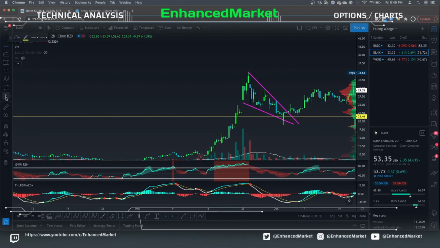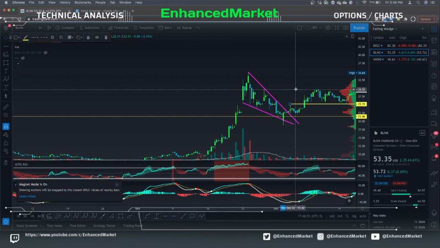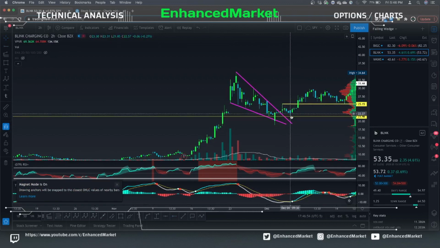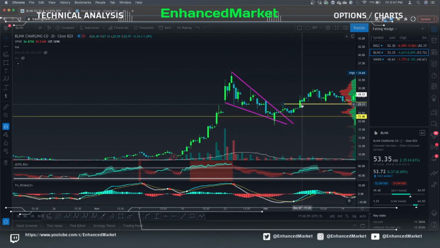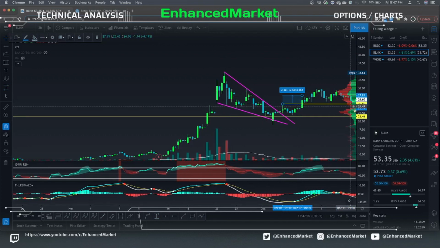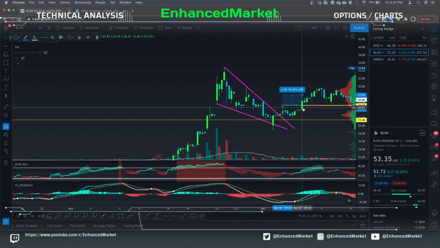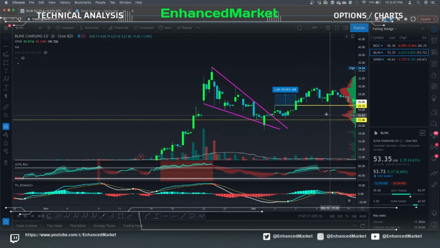So let's see, put my magnet on so we get an accurate line. If I played the break of this candle at 25.15, entered right here, and if I played a weekly option, we would have had a move all the way up to around 27.82, which is a 10% move. So if you're playing options, this is a 1 day 10% move. That would be at least a 100% move on a weekly option. As you can see, it's just a little move is all you need.